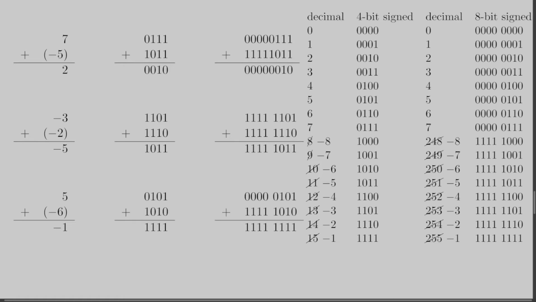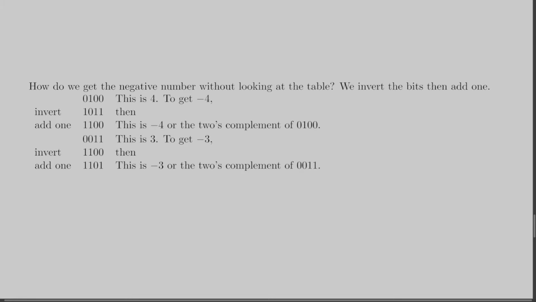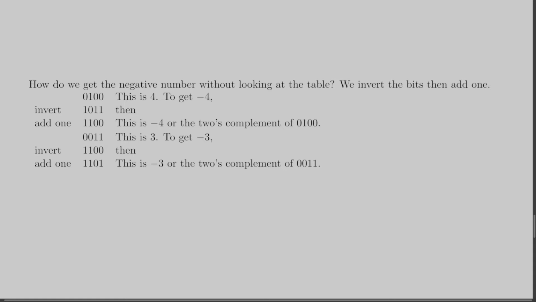How do we get the negative number without looking at the table? We invert the bits, then add 1. For example, 0100 is 4. To get -4, we invert the bits, which becomes 1011, then add 1. It becomes 1100. This is -4, or the two's complement of 0100. That's pretty much two's complement.